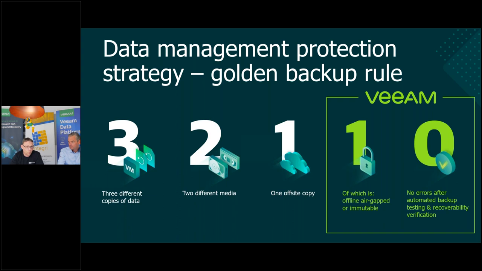Then the extra one that is being included is offline, air-gapped or immutable. Why is that added? Because of ransomware. It is not sufficient anymore to have one backup copy, for example, off site or at another location, but it is still online or not air-gapped or not immutable. Because if you are impacted by ransomware, everything that is possible is impacted. So if you have an offline, air-gapped or immutable option, then you still have an option to recover correct data. I will explain it a bit more in the next slide.